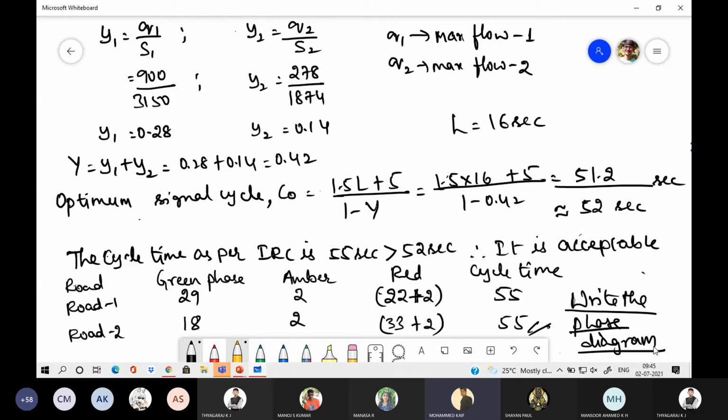Sir, for road 2, red is 35, no, sir? Red is 35 seconds. But while writing the phase diagram, if you consider one road and write the phase diagram, it's enough. That is, for road 1 it is 29 seconds green time.